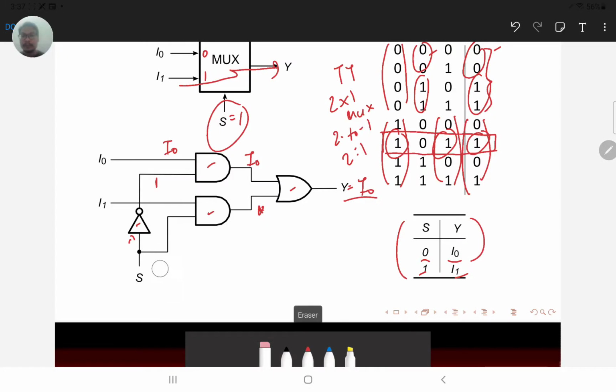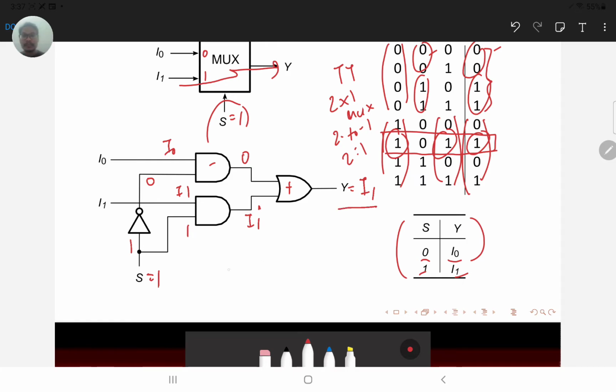Similarly, if s equals 1, we expect y to equal I1, and here is going to be 0. Here is I0, and I0 and 0 is 0. I1 and 1 is I1. I1 plus 0 is equal to I1.